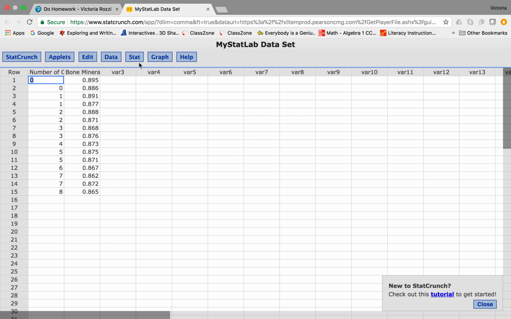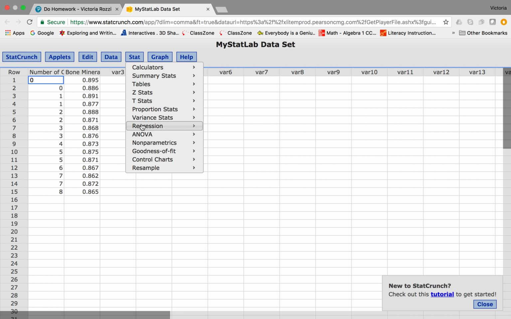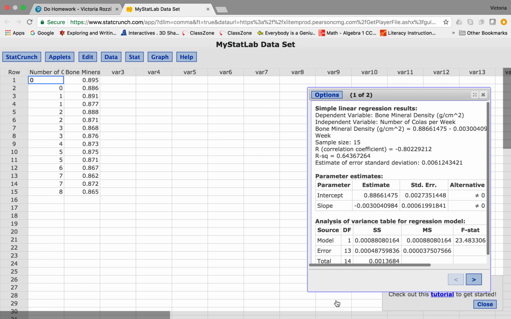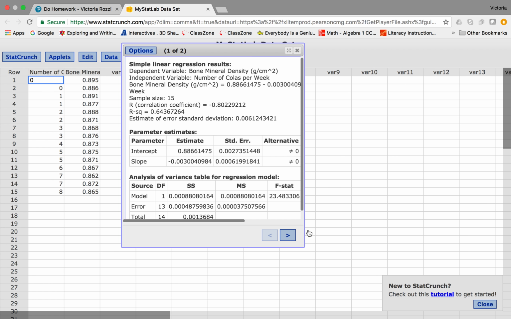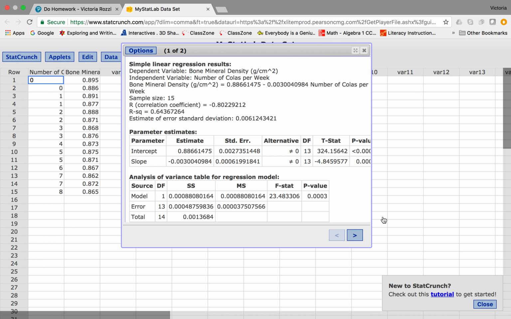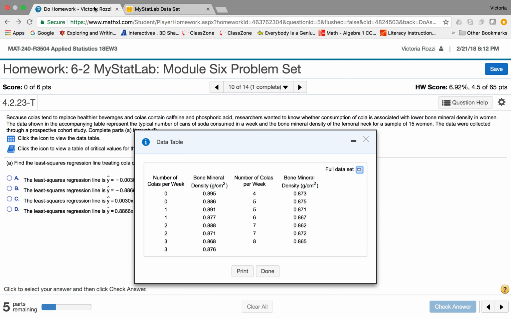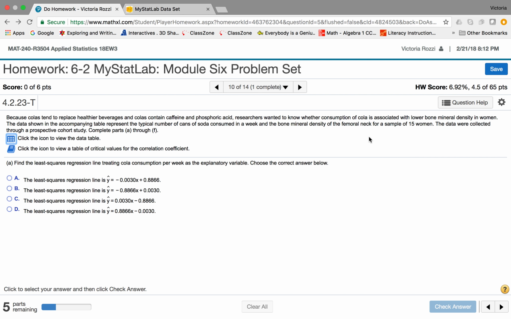So to do the linear regression, we're going to press Stat, go down to Regression and Simple Linear. And then our X variable will be our cola consumption, and the Y variable will be the bone mineral density. And we'll click Compute. So here it brings up all of our linear regression information. And if you look here, we have our intercept, which is about 0.88, and our slope, which is about negative 0.003.